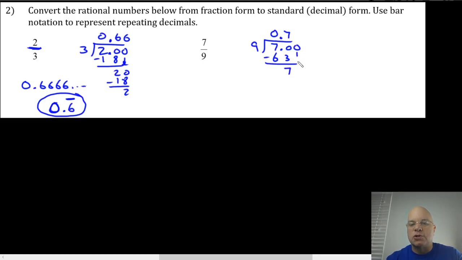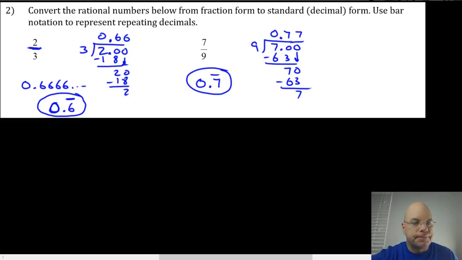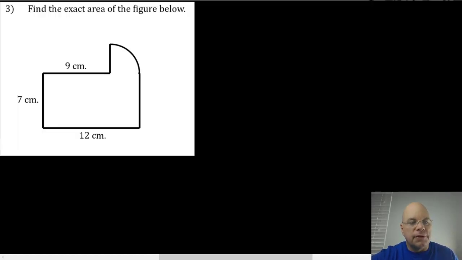Reveal the 0 in the hundredths place and bring it down. How many 9's are in 70? Again, 7. 7 multiplied by 9 is 63. And we're going to keep getting this pattern. And so this one is 0.7 repeating. 0.777 infinitely. I'll definitely be asking you to convert a fraction into a decimal using long division on the test.